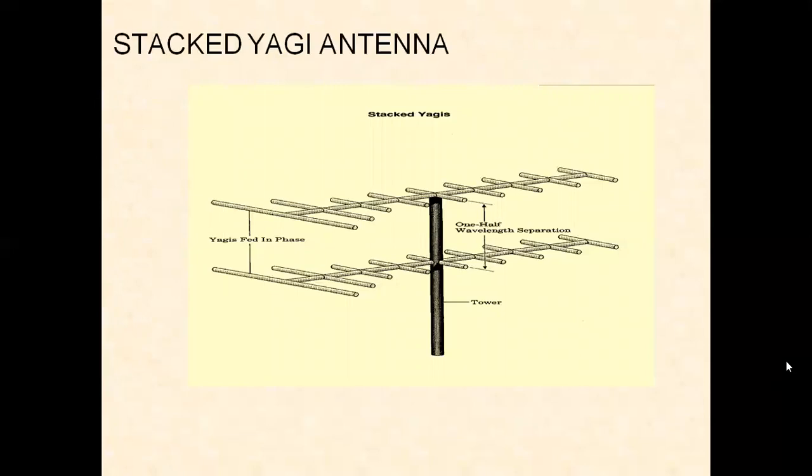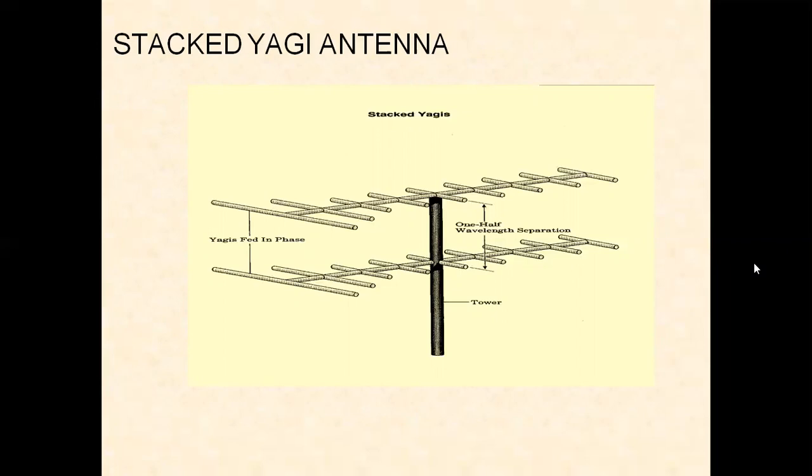This is the structure of the stacked Yagi antenna. One antenna is placed above here and another antenna placed below here. A half wavelength separation is provided between them. They are stacked on a tower. Thereby, the Yagis are fed in phase, providing maximum gain in a particular direction.